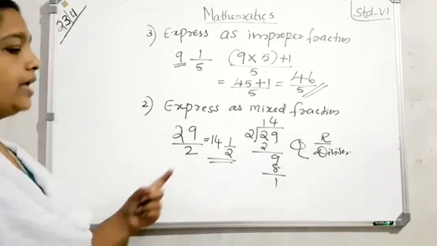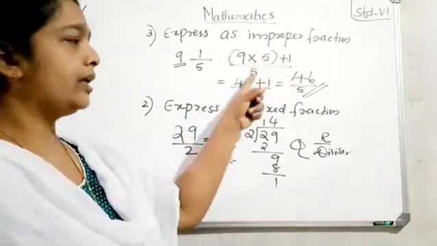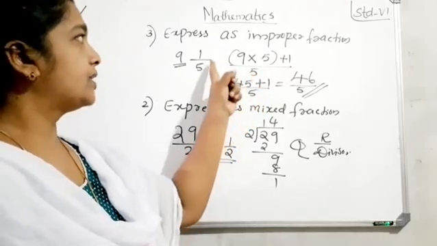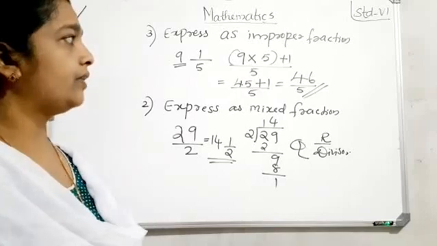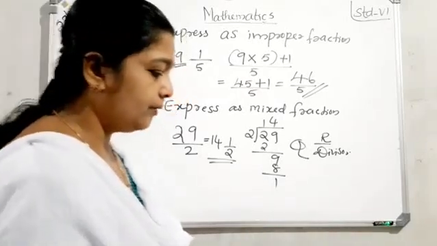Once more, here it is whole number into denominator plus numerator, by denominator. That equals 9 5s are 45 plus 1 by 5, 46 by 5. Yes. Next question.